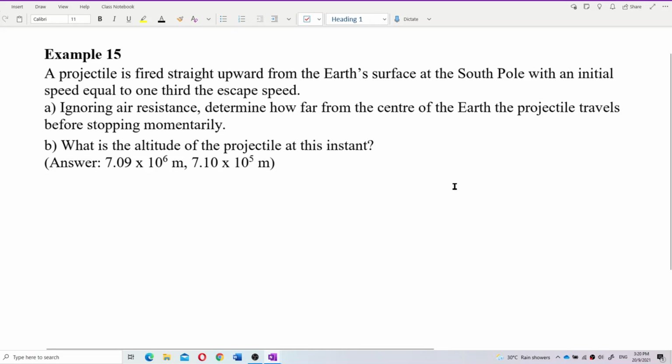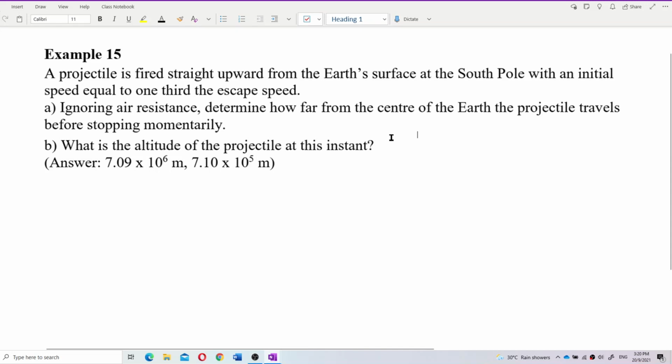Okay, now let's look at this question. A projectile is fired straight upwards from the Earth's surface at the South Pole with an initial speed equal to 1/3 of the escape speed. Ignoring air resistance, determine how far from the center of the Earth the projectile travels before stopping momentarily. And then what is the altitude of the projectile at this instant?